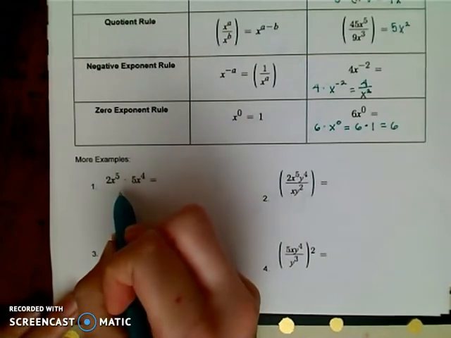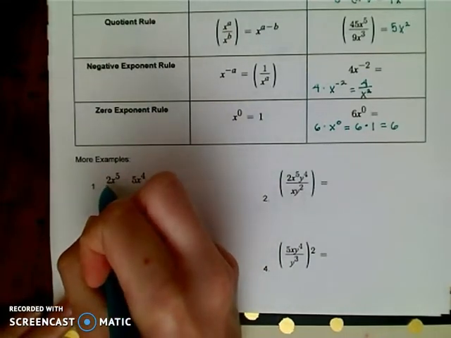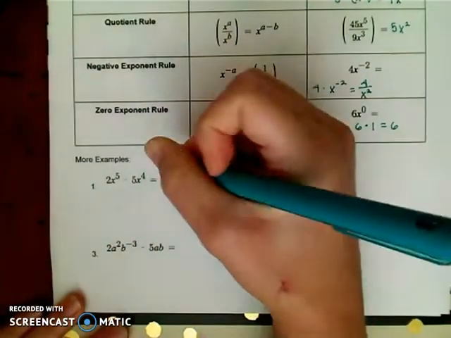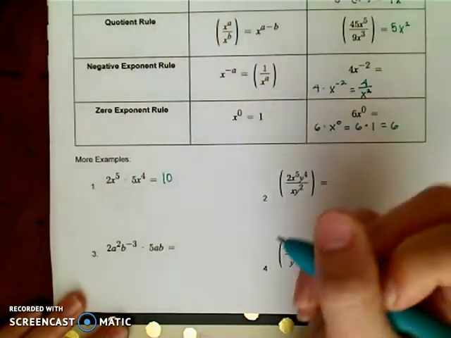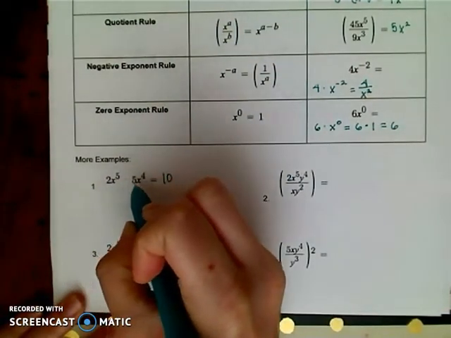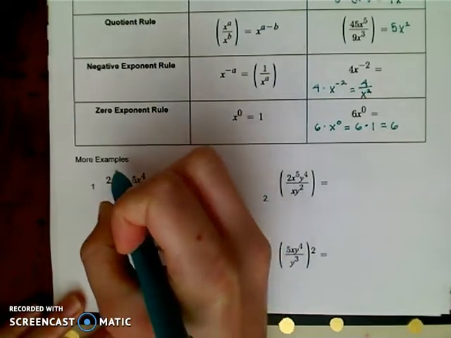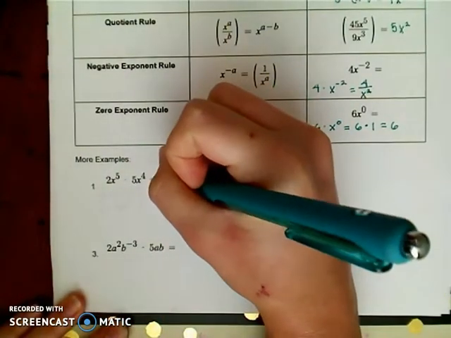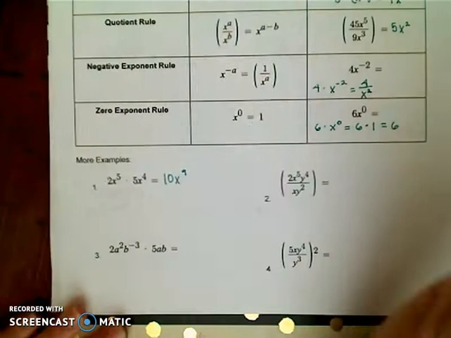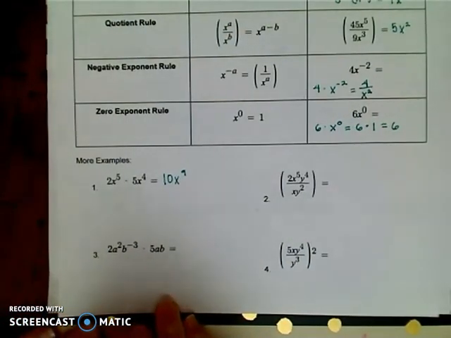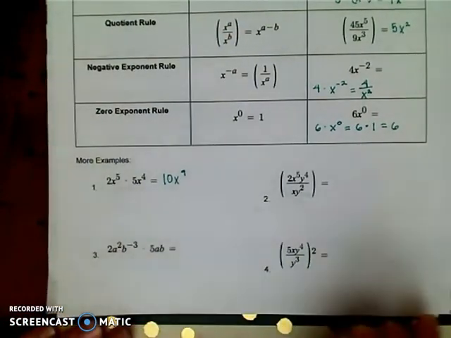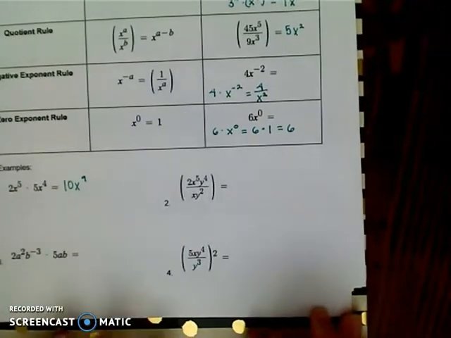So let's simplify. Let's just start with the coefficients. What's 2 times 5? 10. And I have x to the 5th times x to the 4th. Well, let's add the exponents. 5 plus 4 is 9. Therefore, my simplified answer is 10x to the 9th. Let's move on over to number 2.